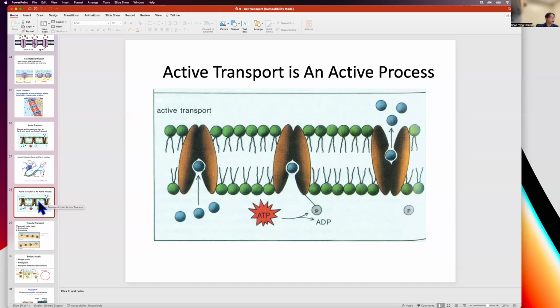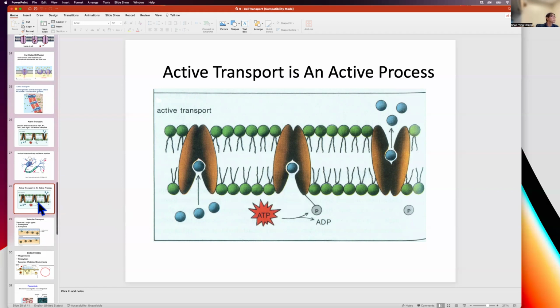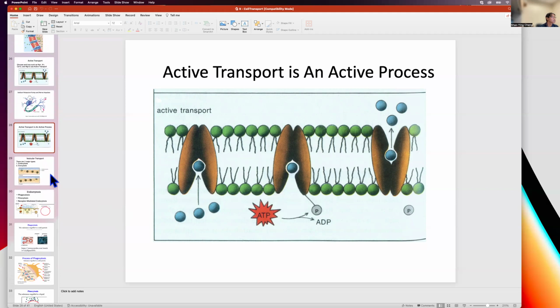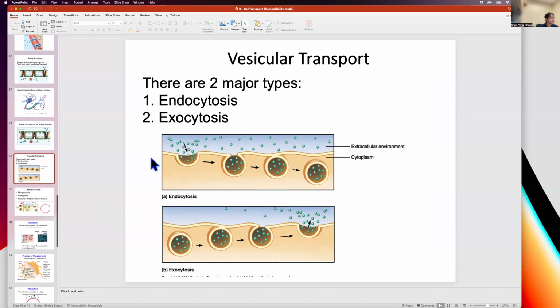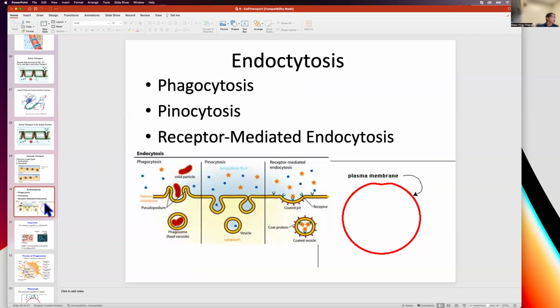If you're moving the molecule from high to low, that's called facilitated diffusion. You don't need ATP to make this happen because they just follow their concentration gradient. Okay, and there is another kind, vesicular transport. In vesicular transport, the cell membrane forms a bubble called a vesicle, and it can move the molecule in or out. If you move the molecule in, it's called endocytosis. If you move it out, it's called exocytosis.